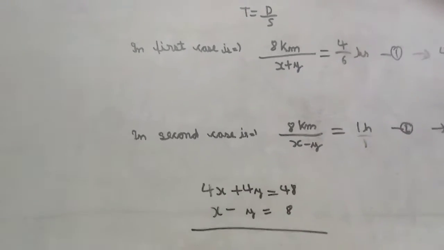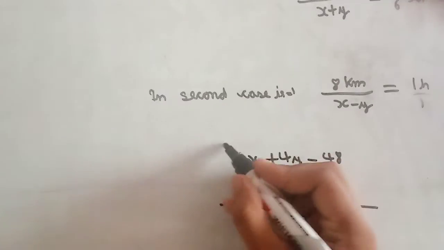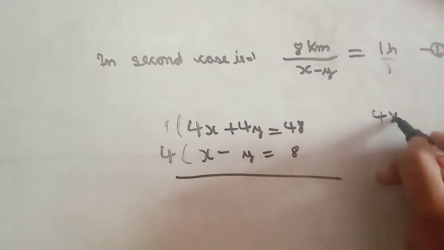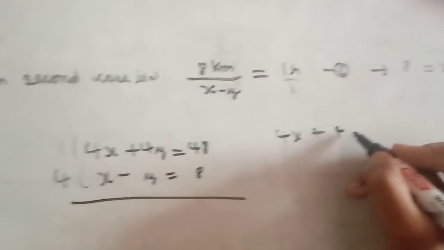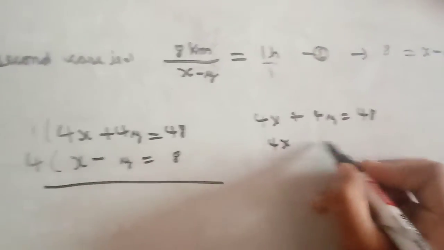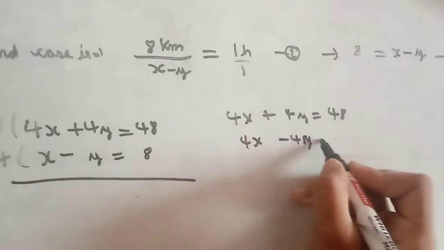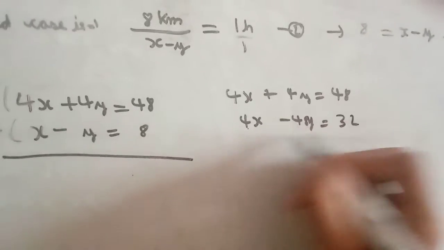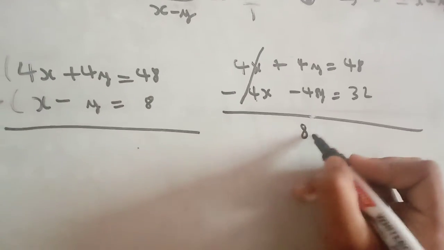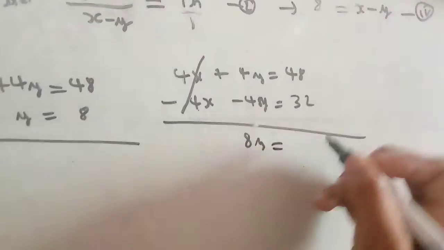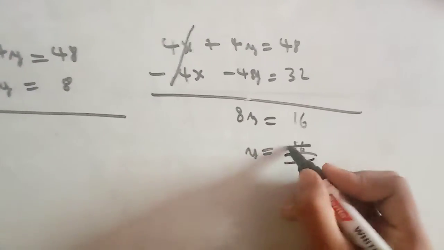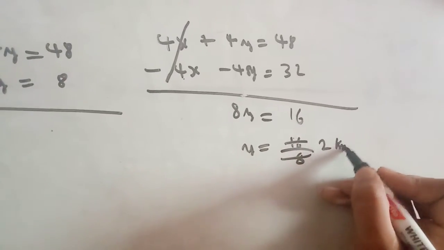By using the elimination method, we will multiply here by 1 and here by 4. It will become 4x plus 4y is equal to 48, and it will become 4x minus 4y is equal to 32. So we will subtract it, it will cancel, and it will become 8y, and then this will become 16. So y is equal to 16 upon 8, which gives 2 kilometer per hour.